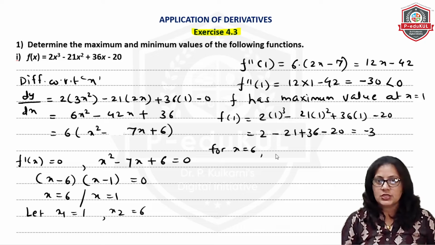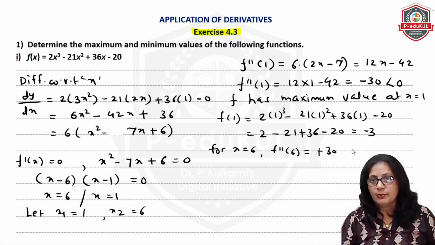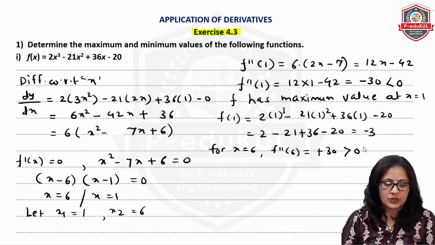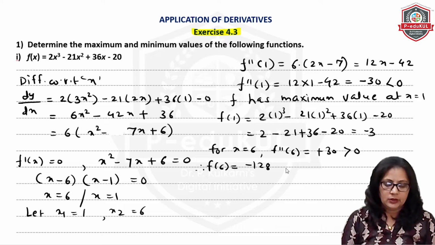Now for x is equal to 6 we will calculate. For x is equal to 6, f double dash of 6 means we are putting the value in 12x minus 42. So that will come up as plus 30. 12 sixes are 72 minus 42. So that will come plus 30, which is greater than 0. And if it is greater than 0, then we will calculate f of 6. And f of 6 will come as minus 128.